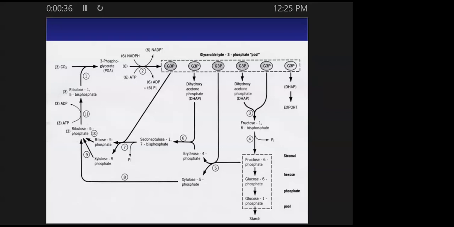This very last one, the artist decided to pick on the last G3P in this picture and say this is the G3P that's destined to go out into the cytoplasm. So export means it's coming out of the chloroplast, getting into the cytoplasm. Some people call it the cytosol. This DHAP, the dihydroxyacetone phosphate, is how it gets exported. So that will go out into the cytoplasm and you'll get sugars made. Here, these other 2 G3Ps that you see, they combine and you get that fructose 6-phosphate.